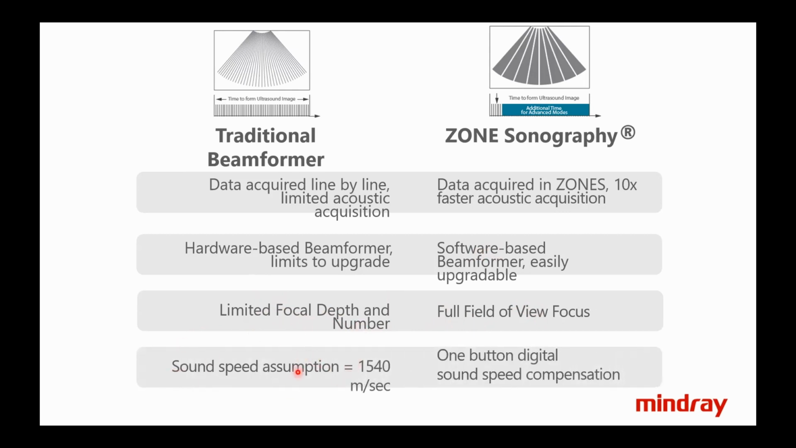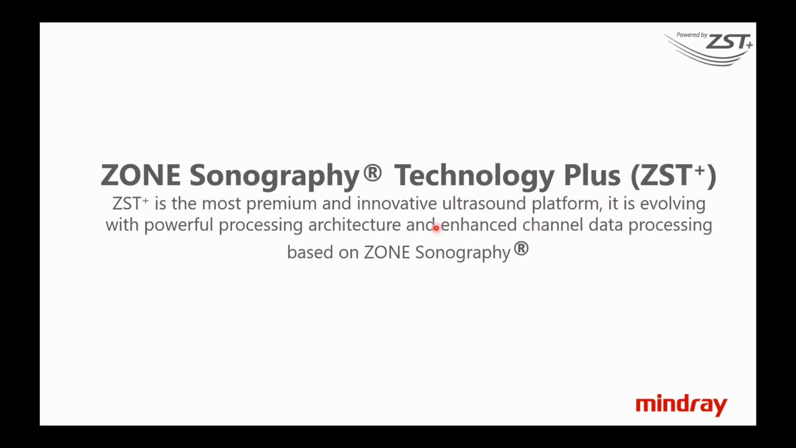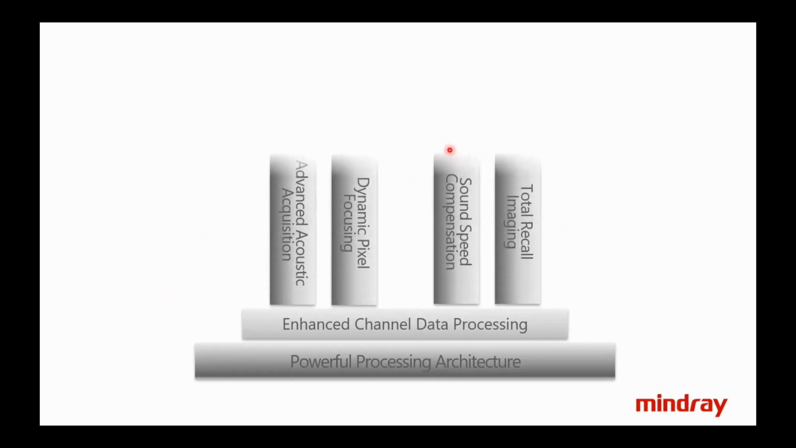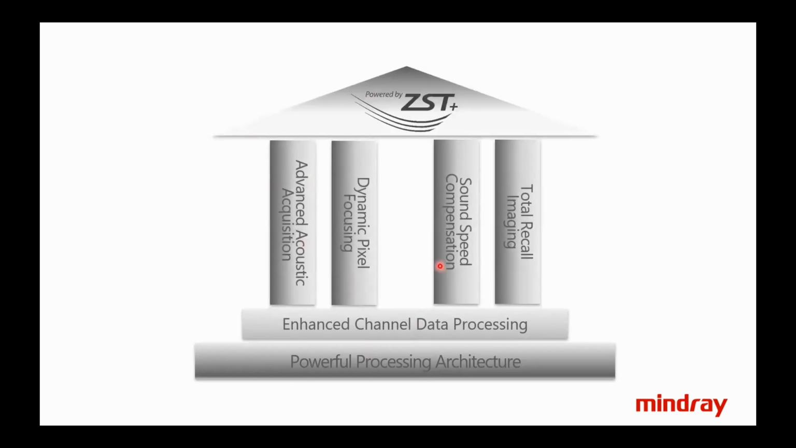Last one, the speed of sound in tissue. As you know, the speed of sound in organ tissue is around 1540 meters per second. Here we can make a compensation for the speed of sound inside the tissue. So we call it zone sonography technology plus, ZST. Okay, ZST depends on this formula.